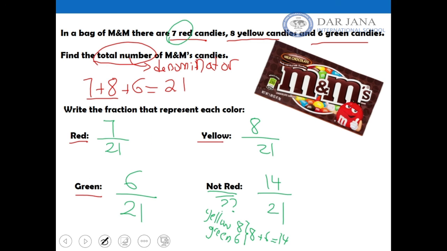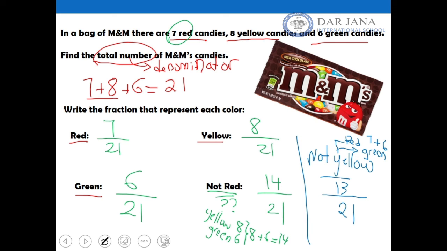Let's say if I'm going to add one more. If I said I want not yellow. When I say not yellow, of course, the denominator should be always the same. Not yellow means red or green. The red is 7 and the green is 6. So I will add them. I will get 7 plus 6, 13. So the not yellow will be 13 out of 21. And that will be it.